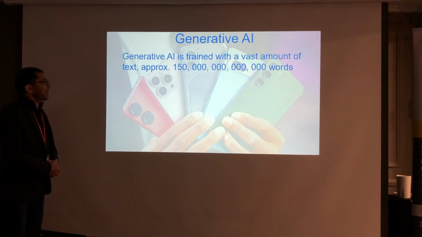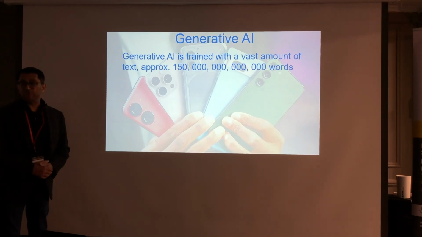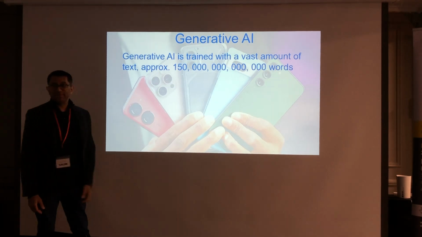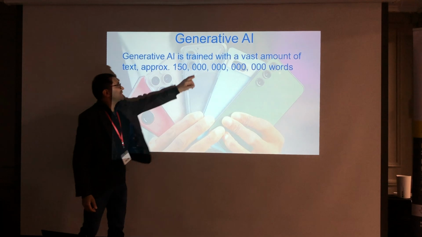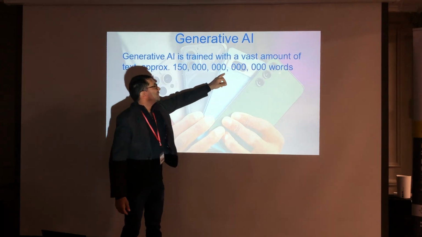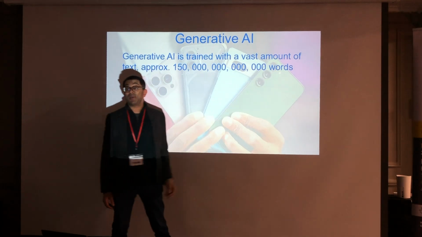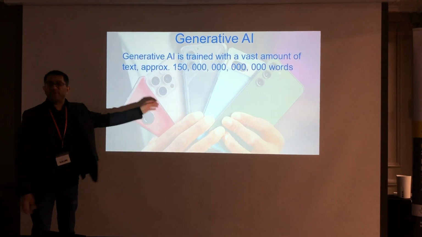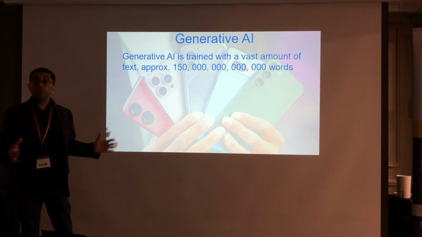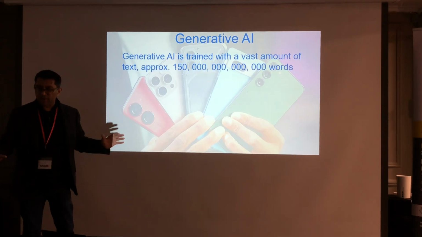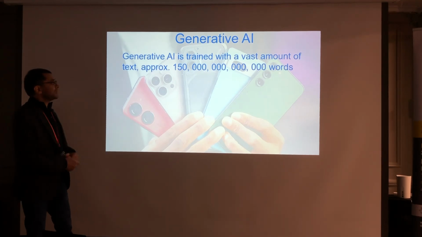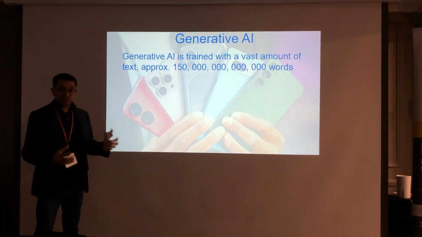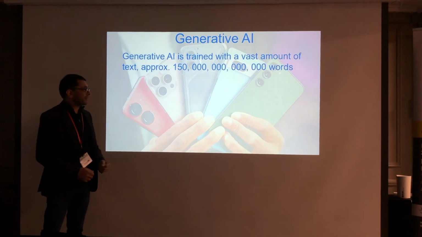So generative AI is trained with a lot of information. Anyone know what that number is? It's very big. So that's 1,000, 150,000, that's a million, that's a billion, that's a trillion. It's 150 trillion words. There aren't that many words in the English language, by the way. The total works of Shakespeare combined is less than 1 million words. So this is a huge number of words, right? That's why they have so many computers in those data centers. So it's been trained with a huge amount of data.